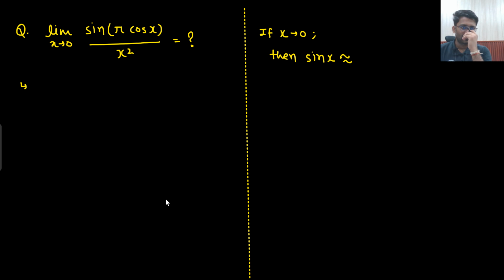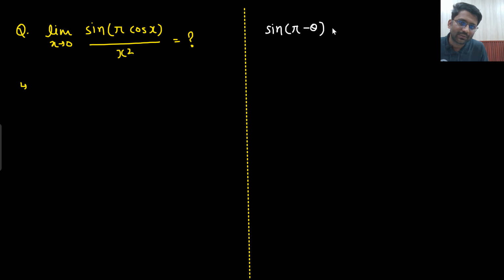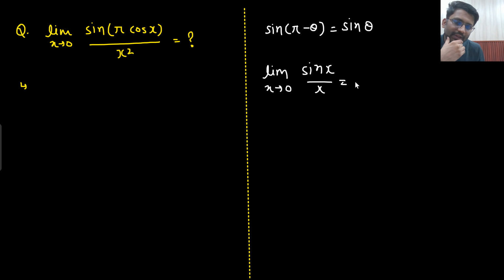Solve this question. You will apply L'Hopital rule, you will get the answer, right? But I have something else in my mind. One thing I know, that sine pi minus theta equals sine theta only, right? Also, I need this angle to be small. Basically, I know one thing, that limit x tending to 0, sin x by x equals 1, where this x is small.